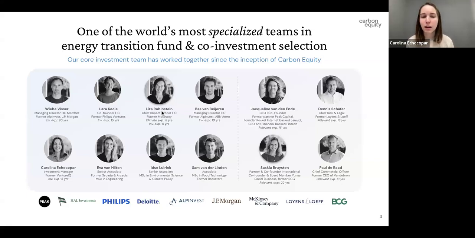She has been a venture capitalist before. She was one of the founding members of Philips Ventures, the corporate venturing arm of Philips. And there she did both direct investing and fund investments. Then we have Lisa, who came from McKinsey. She brings more the energy transition research and impact angle. She led a lot of their work around how to decarbonize industry and their client work on the energy transition. And then we have Bas, who worked with Viwe for quite a long time, about 7 years at Alpinvest. So they had that working relationship before. And he joined us early on at Carbon Equity about 4 years ago.